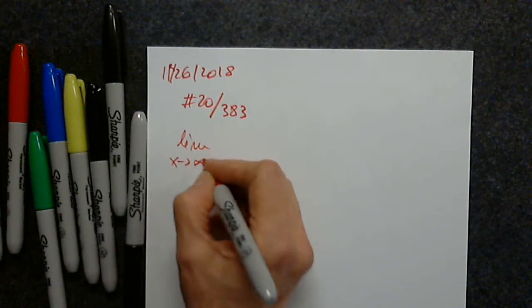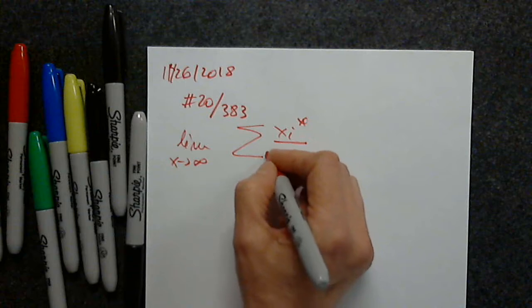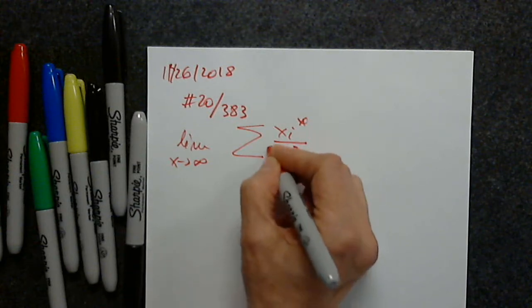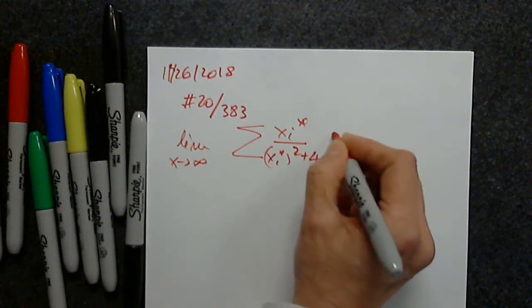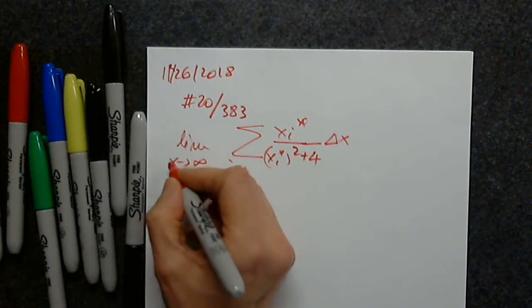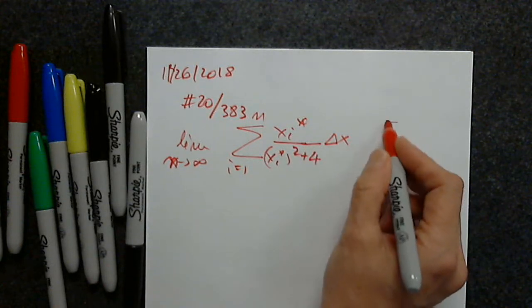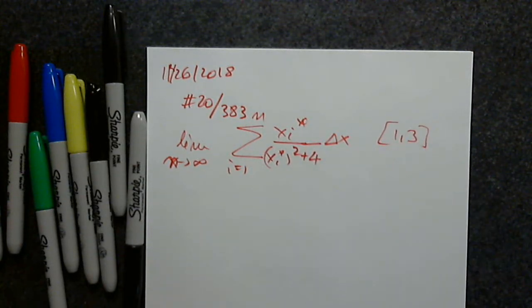So the limit as n approaches infinity of the sum of xi star over xi star squared plus 4 times delta x, from i equals 1 through n, and they want the interval 1 comma 3. The requirement is to express the limit as a definite integral on the given interval.